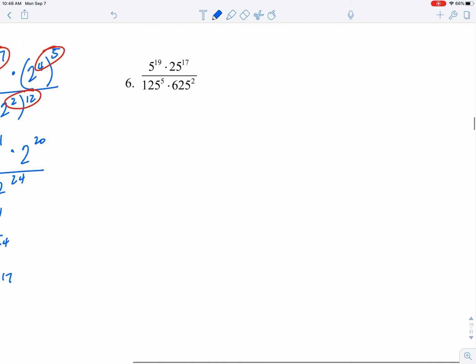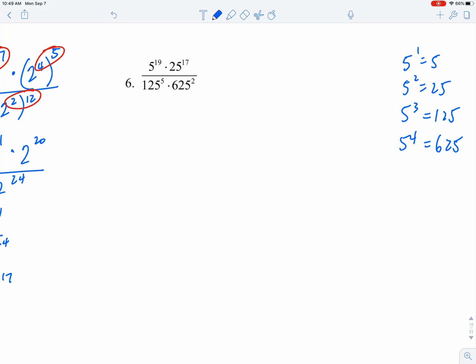Question 6. These look like they're all going to be base 5. So let's try that. 5 to the 1 is 5. 5 to the 2 is 25. 5 to the 3 is 125. 5 to the 4 is 625. Yep, it works. So we're going to replace them all.